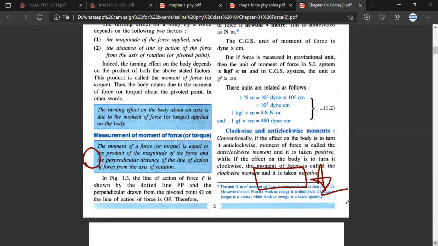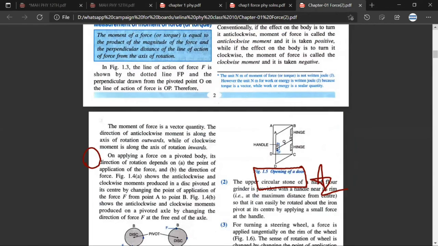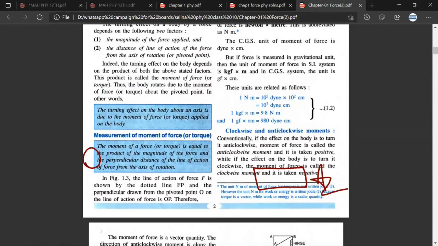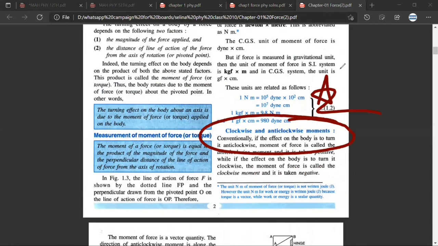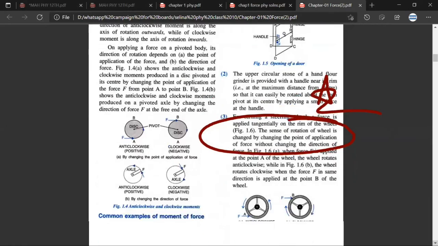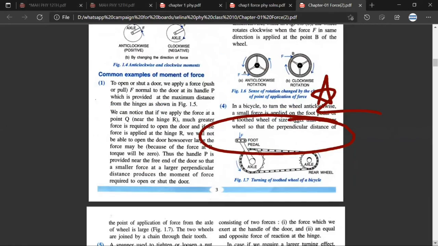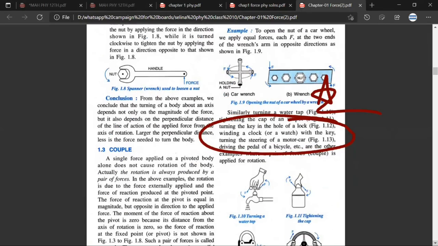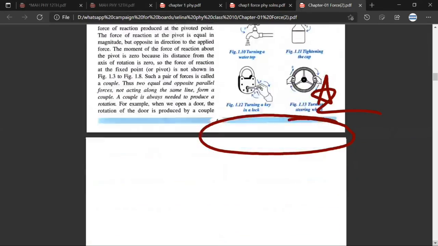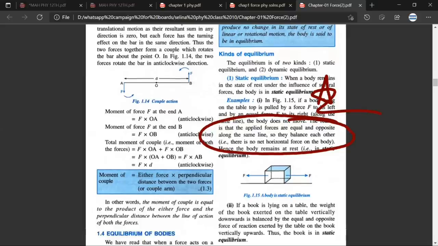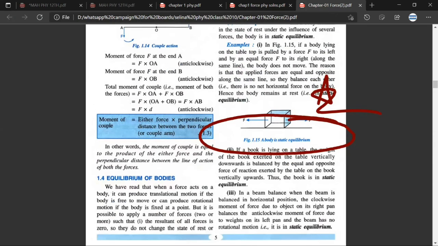Mr. Sivang, let us first look at this. See, this is where the clockwise and the anti-clockwise movements have been discussed in your book. And let us look at the definition of a couple. This is where couple has been discussed. Mr. Sivang, any doubt? No doubt, sir.